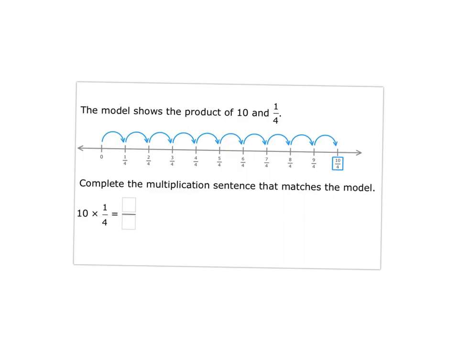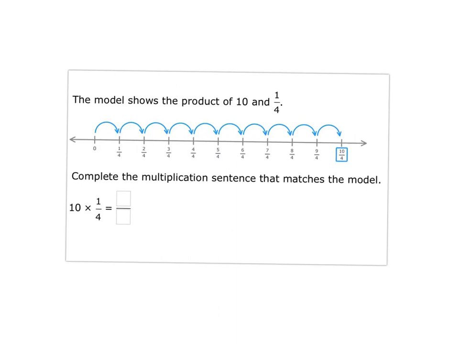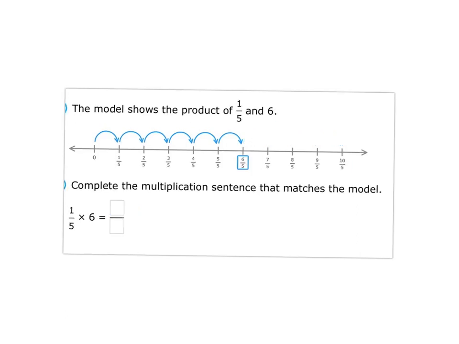So the first one is fractions on a number line. So they're taking the whole number 10 times 1/4. So the fraction is 1/4, and they're moving it 10 times. 10 times 1/4. And where do they end up? 10/4. Pretty simple. Now they're using the fraction 1/5, and they're doing that 6 times. So 1/5 times 6, there's 1, 2, 3, 4, 5, 6 times they moved 1/5. And the answer is right here, 6/5.